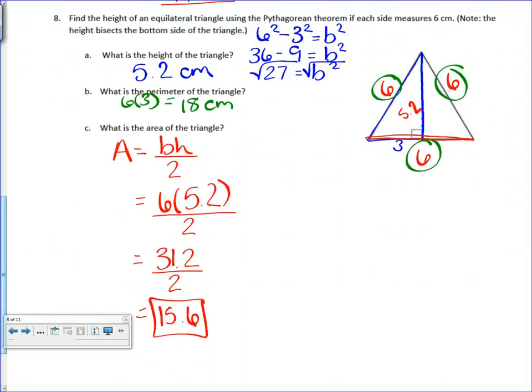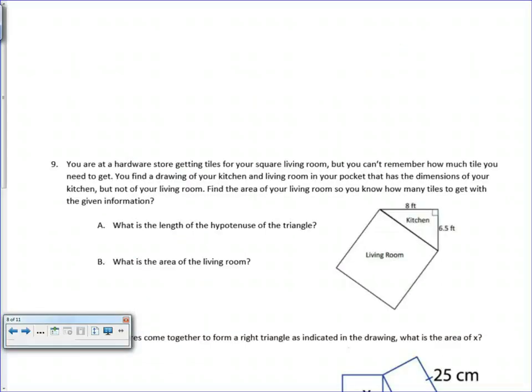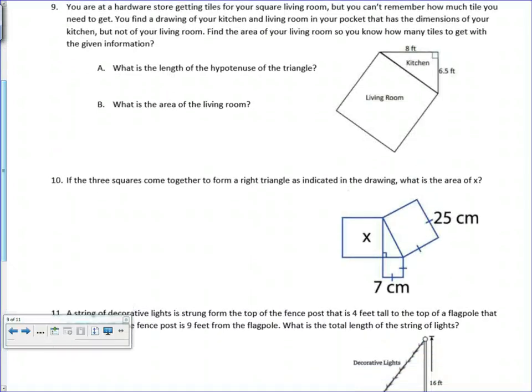So there's all of number 8. Number 9, you're at a hardware store getting tiles for your square living room, but you can't remember how much tile you need to get. You find a drawing of your kitchen and living room in your pocket that has the dimensions of your kitchen, but not your living room. Find the area of your living room so you know how many tiles to get with the given information.